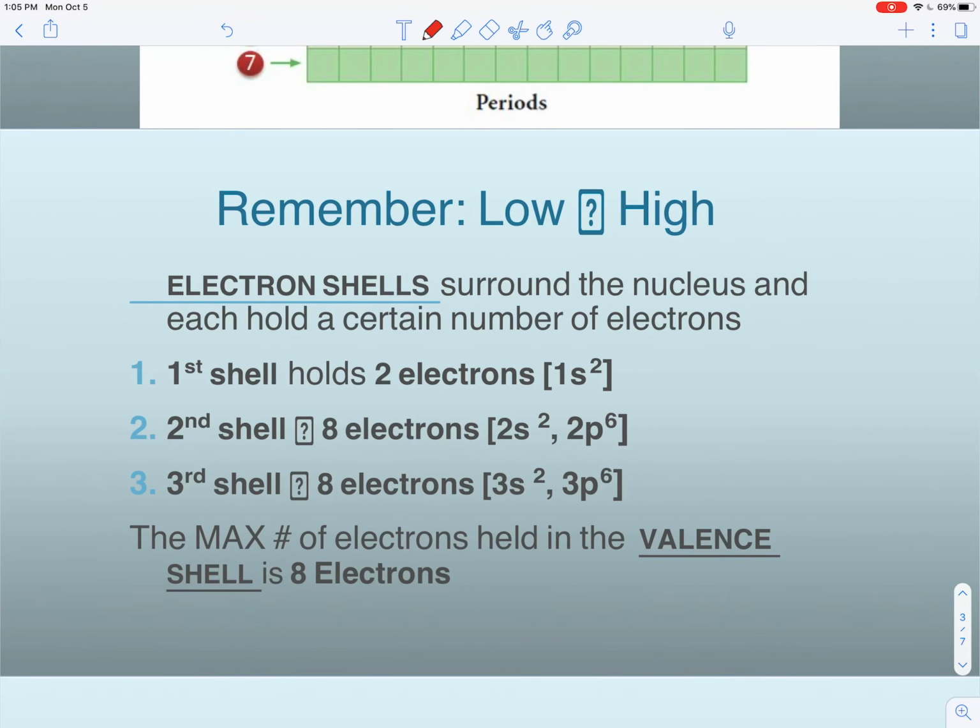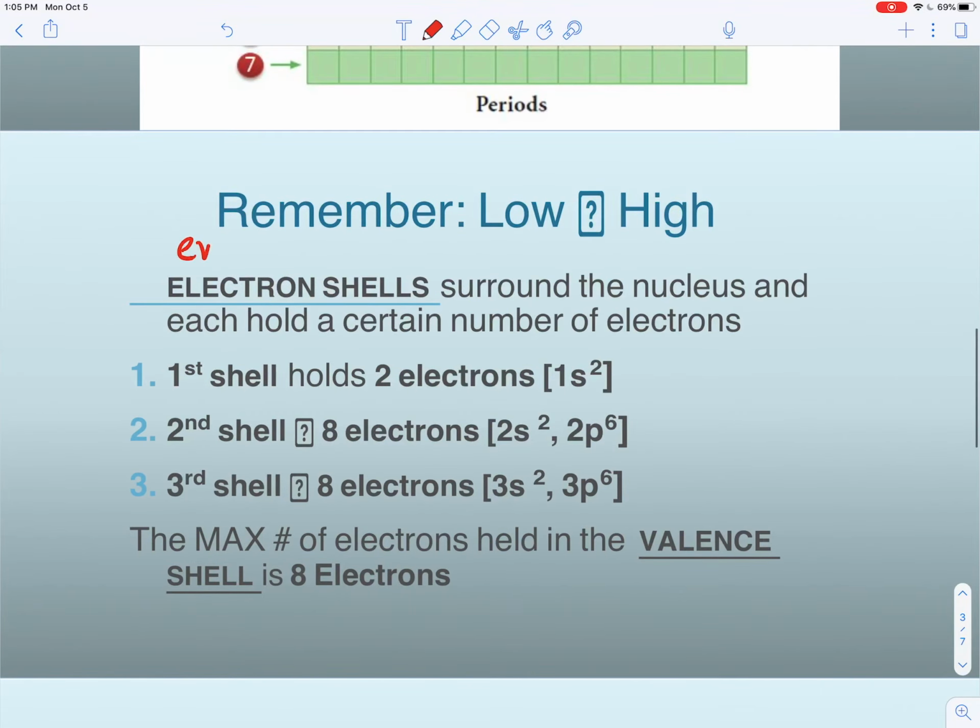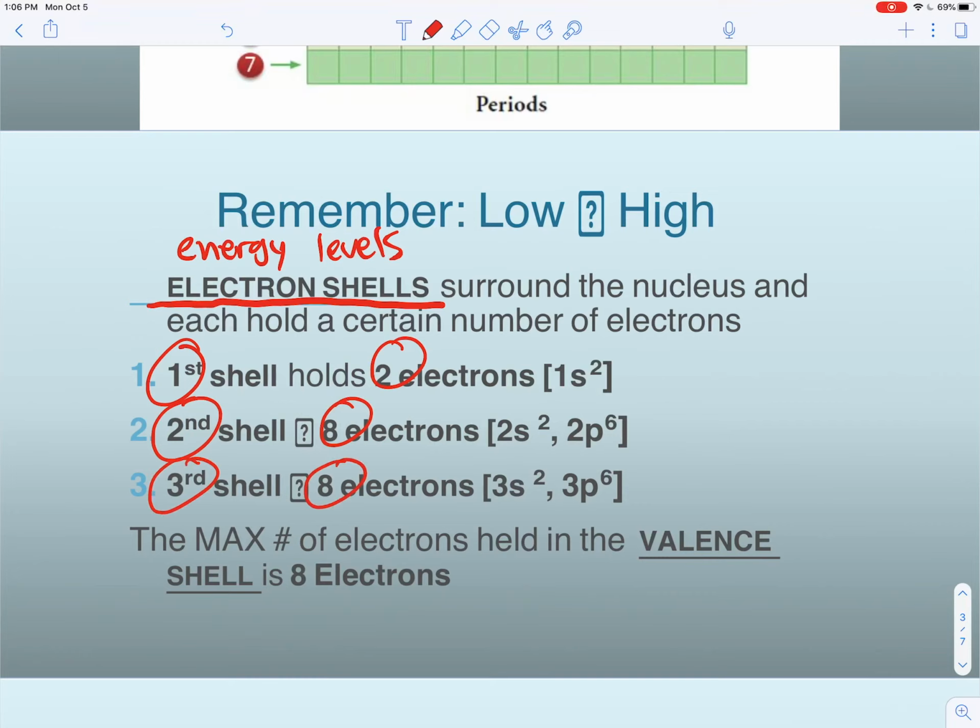Okay, so remember when we fill in our electron shells, or another word for this is energy levels, we're going to use the term electron shells in this unit. So electron shells surround the nucleus and each hold a certain number of electrons. So recall that the first shell holds 2 electrons, second shell can hold up to 8, and the third shell can also hold up to 8. The maximum number of electrons in a valence shell is 8 electrons. We're going to learn this new word, valence, which simply means the outermost.